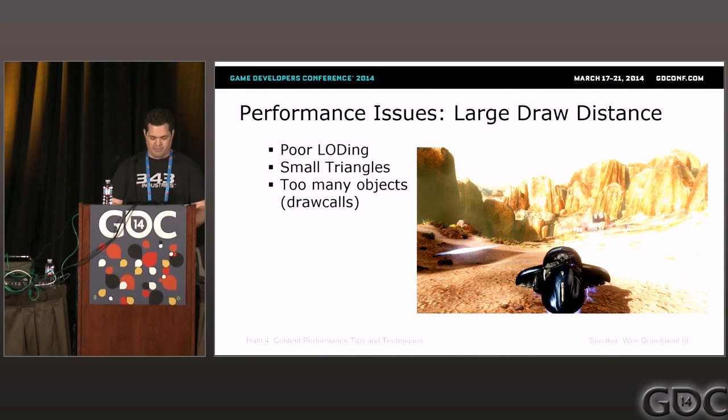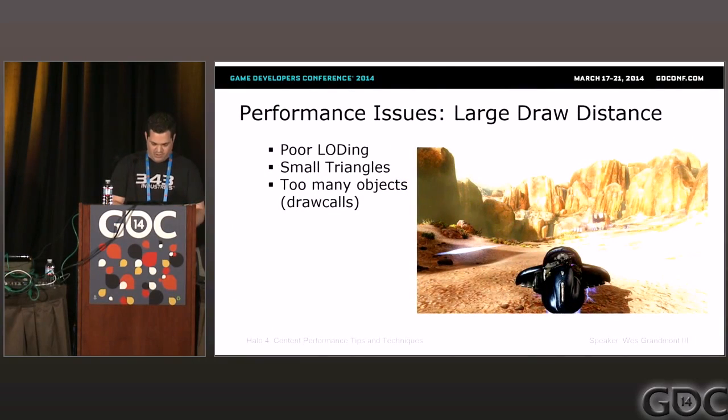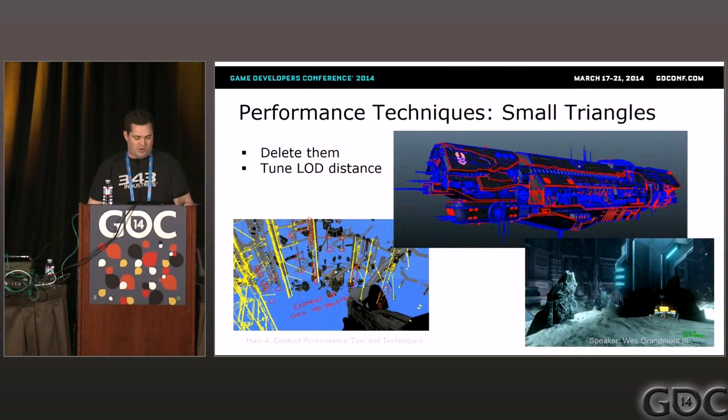So how do we deal with this stuff? Well, there's a bag of tricks. Some of them are a little bit more straightforward than others. So, small triangles: obviously, tune LOD distance. If we've got small triangles and we have LODs, we can swap to the next lowest LOD.